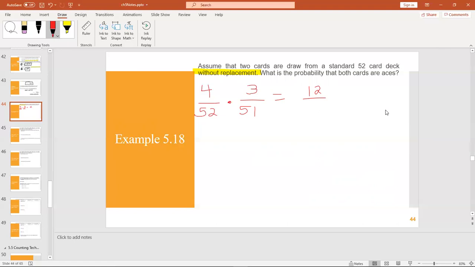If we multiply, 4 times 3 is 12, 52 times 51 is 2652. We could then reduce this or divide it, so 12 divided by 2652 is 0.0045, which is basically a 0.45% chance of that happening. So it's not very likely to get a pair of aces, for instance.